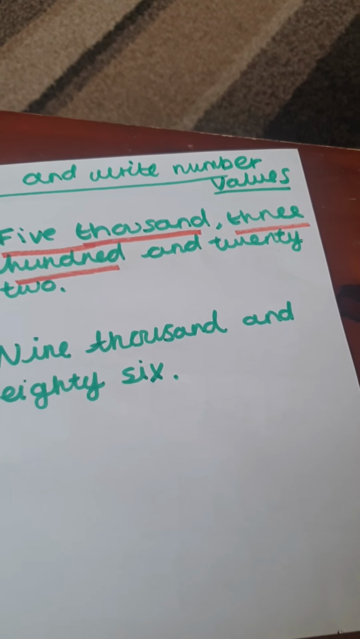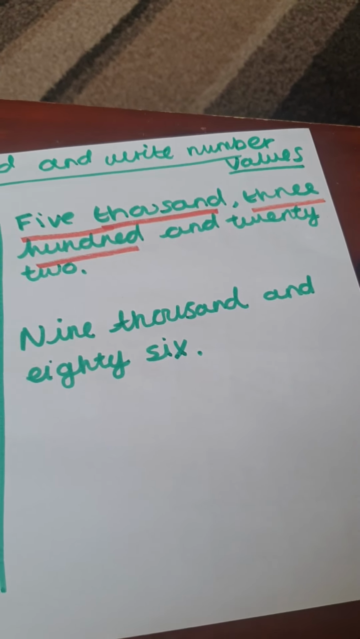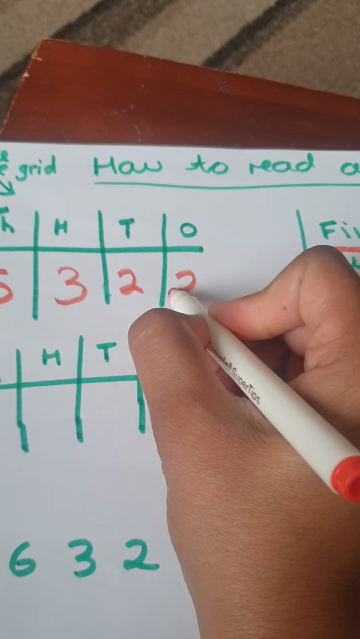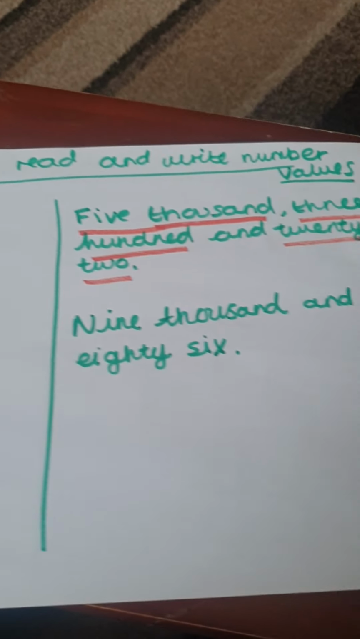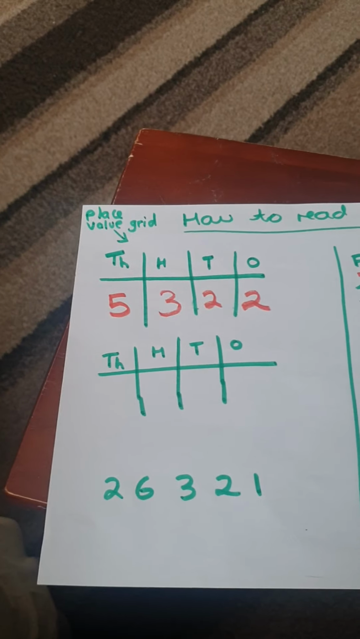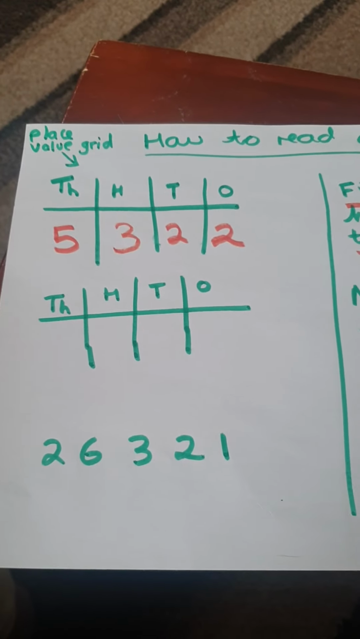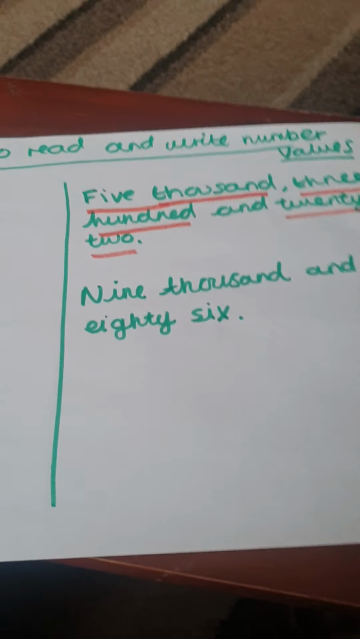Back over again. I have 5,000. I've done that. 300. We've done that. And 22. These are the last 2 digits that need to be put into my place value grid. 22. So 5,322 would look like 5,322. Okay, let's have another practice.